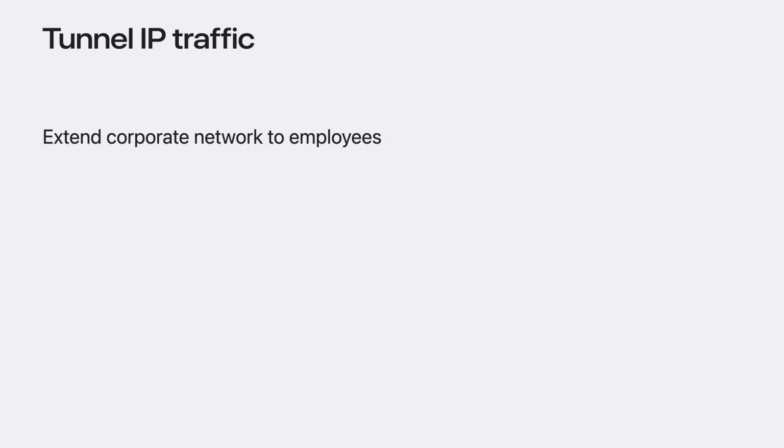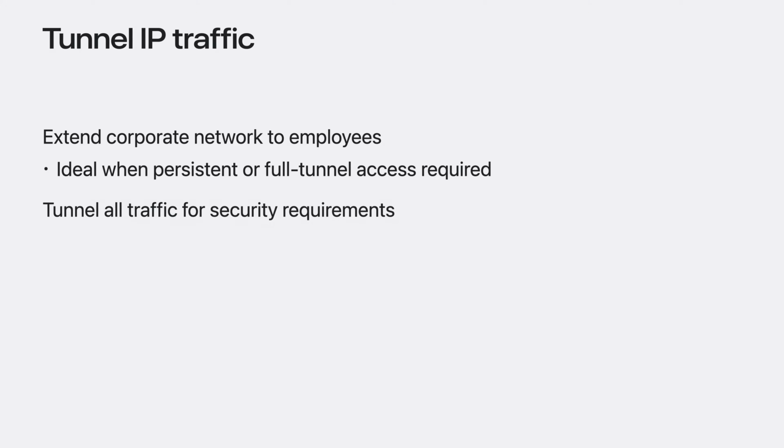If you want to tunnel IP traffic, use the IP-based VPN option. For example, IP-based VPNs can be used in the enterprise to extend the corporate network to employees, giving them full network access, as if they were physically in the office. This solution is ideal for long-term trusted employees who need persistent or full tunnel access to the company network. Or highly regulated organizations with stringent network security policies may need to send all traffic from their managed devices through the corporate network.